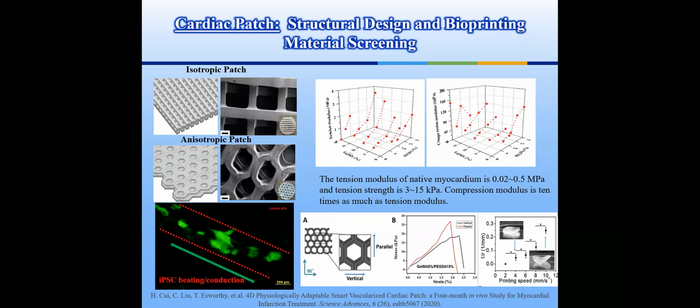We just use a very simple design. One is the control with a square pore, which we consider the isotropic patch, and another with a hexagonal pore, the anisotropic patch. We also evaluated the material with different ratio combinations, making sure the modulus is pretty similar to the native human myocardial tissue. So we combined PEG-DA and gelatin methacrylate at different ratios and found that gelatin methacrylate at 5% and PEG-DA at 15% gives a pretty good, similar modulus.